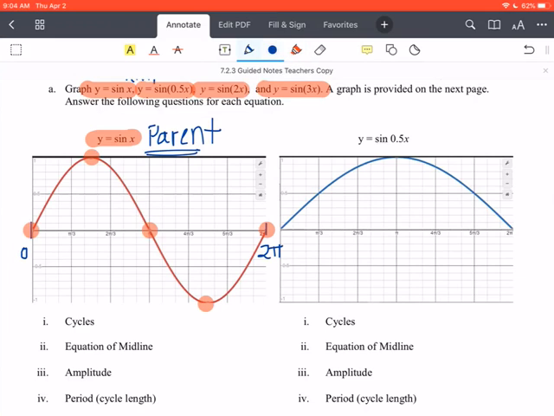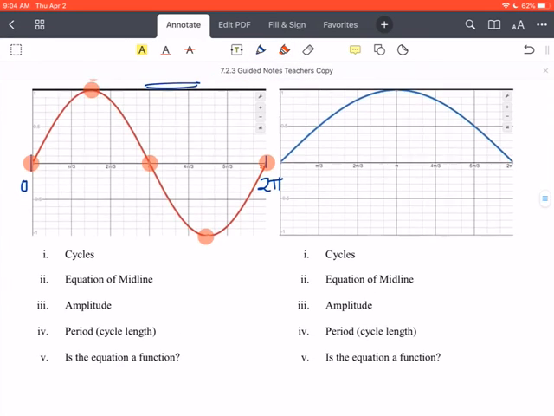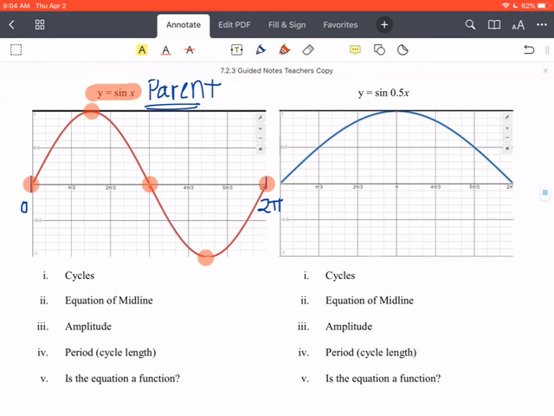So let's answer some questions about what is going on here. The first thing I want to know is, how many cycles occur in the length of 2 pi? Well, for one cycle of sine, we have to see the peak, we have to see the valley, and then we have to return back to 0. So how many cycles do we see here? We see one cycle.